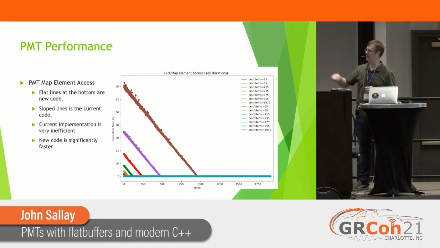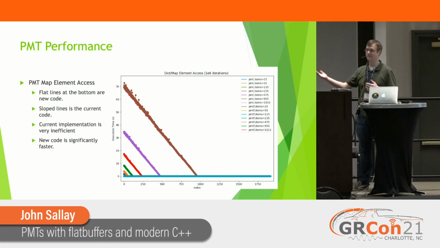What this tells me, looking at these sloped lines, is that the current map is implemented as a linked list. So when you're trying to access a key inside the PMT, it has to scan through the whole thing, and on average, it's going to scan through half of that before it actually gets there, which means it's really slow to access in there.